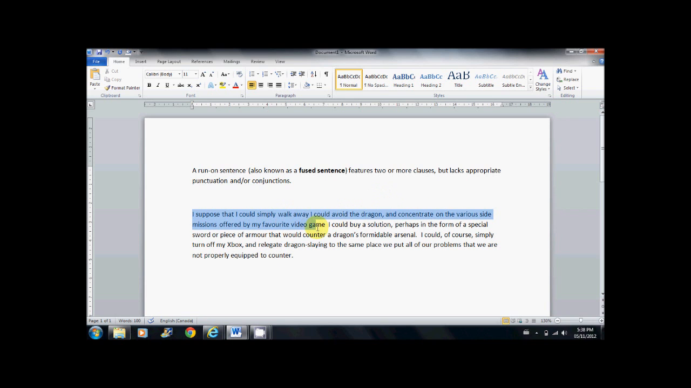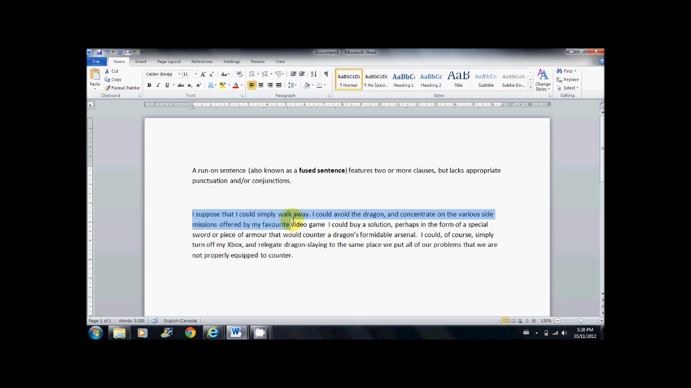Right up to here, this is an example of a fused sentence. "I suppose that I could simply walk away. I could avoid the dragon." Right here, by simply putting a period, I can fix this problem of a fused sentence. Now, I should point out as we look at this example that it's actually a fairly complex example because it looks like here, going back to our earlier rule about a clause, it looks like we actually could do something here.